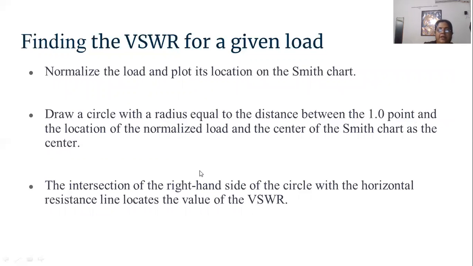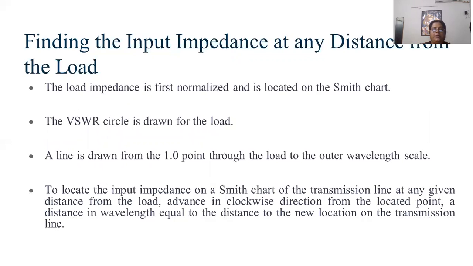Now, finding the voltage standing wave ratio for a given load. First, we normalize the load and plot its location on the Smith chart. Then we draw a circle with the center of the Smith chart as the center and a radius equal to the distance between the 1.0 point and the location of the normalized load. The intersection of the right-hand side of the circle with the horizontal resistance line locates the value of the voltage standing wave ratio.